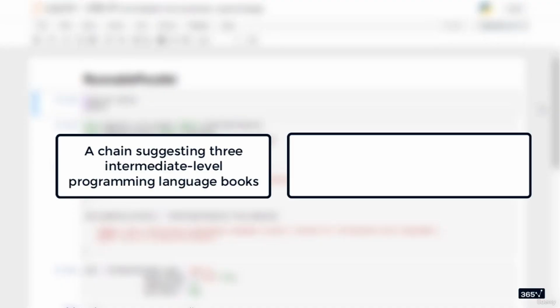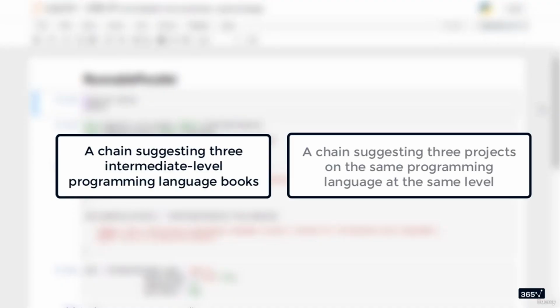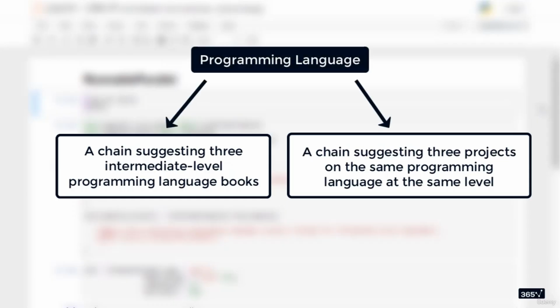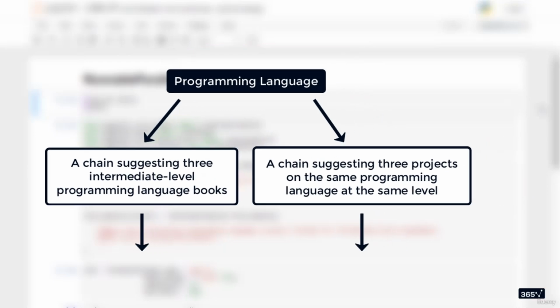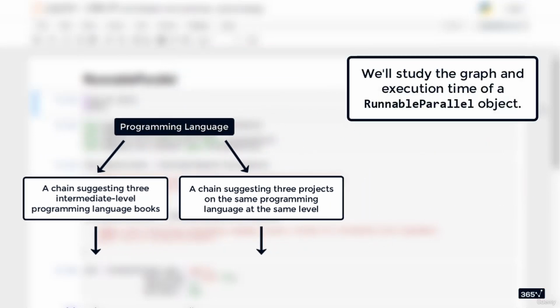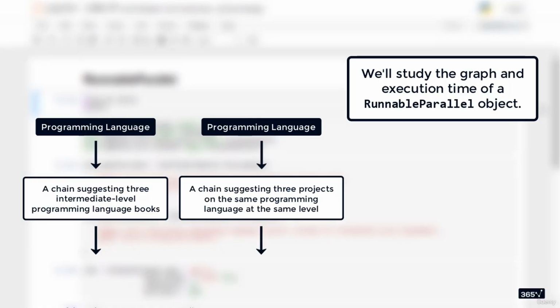We'll start with 2 chains, one suggesting 3 intermediate-level programming language books, and another suggesting 3 projects on the same programming language at the same level. Both chains will accept one input, namely, the language. Contrary to previous discussions, however, our purpose won't be connecting them to form a longer chain, but instead running them simultaneously. Finally, we'll study the graph and execution time of a runnable parallel object, demonstrating a significant increase in speed compared to invoking the chains sequentially. With the strategy laid out, let's get to the implementation.